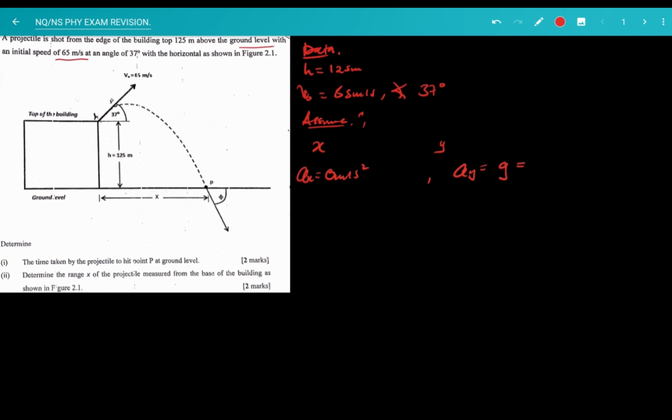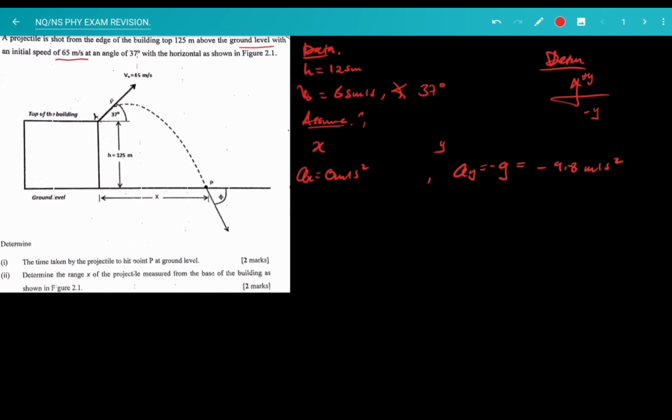So if we take a reference as this, positive, negative, like that, then this will be negative g. So this will be minus 9.8 meters per second squared. That will be the gravity in the Y, as our acceleration.